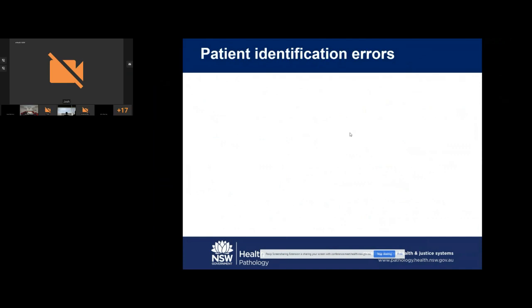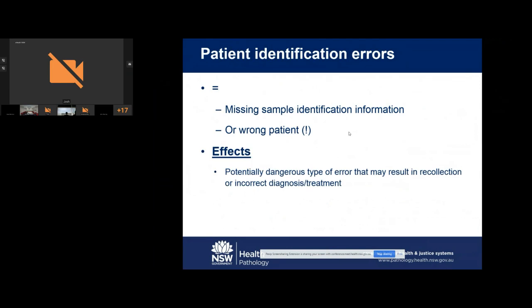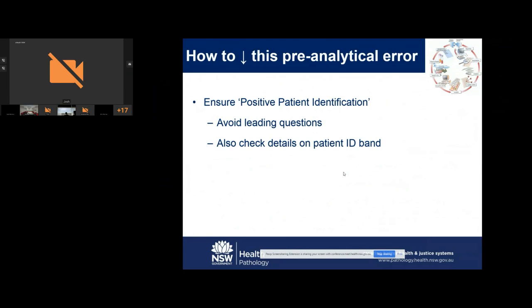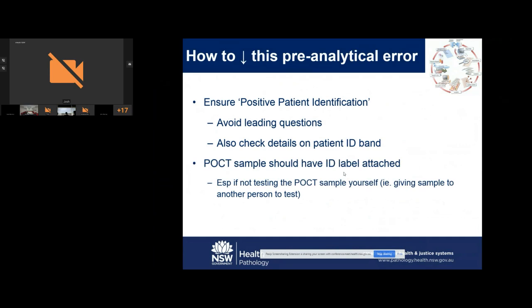Starting with patient identification errors. This is where we've got either missing information or the wrong patient, or wrong blood in tube as it's termed. This is a potentially dangerous type of error that can result in, at a minimum, recollection, but otherwise could lead to incorrect diagnosis and treatment. So how can we prevent this? We need to ensure we're using positive patient identification, avoiding leading questions, and also checking the patient's ID band. Point of care samples we recommend should have an ID label attached. This is especially important if you're not the person doing the testing for the point of care, so if you're giving it to another person to perform the testing.